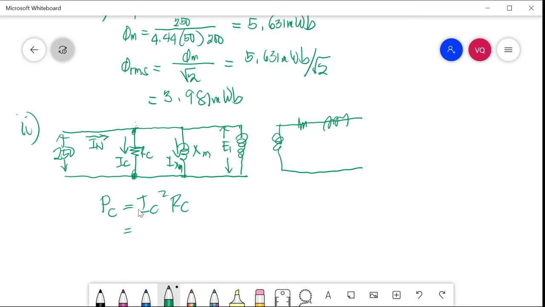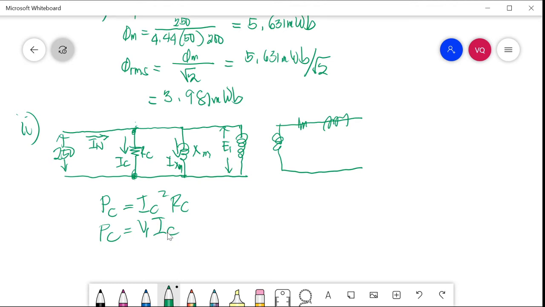So it will be equal to your input voltage kasi they are in just parallel connection. So naka-parallel si RC sa input voltage. Also your XM is in parallel with the input voltage. The reading of the voltmeter at these nodes RC will be 250. So it is equal to the input voltage V1 multiplied by the current IC. So walang RC kaya hindi natin ito magagamit. Ito yung magagamit natin to solve for the core loss.